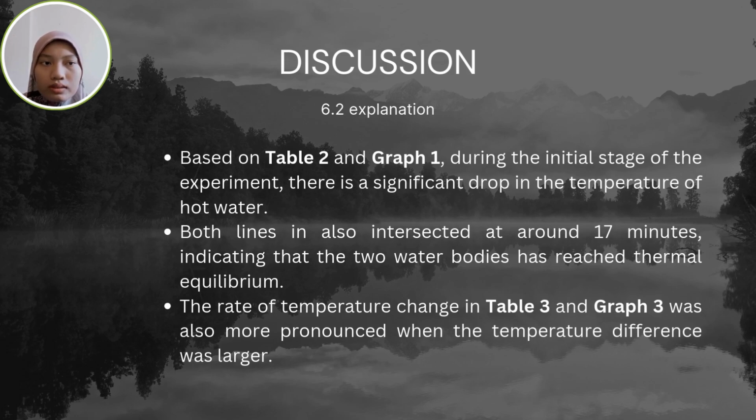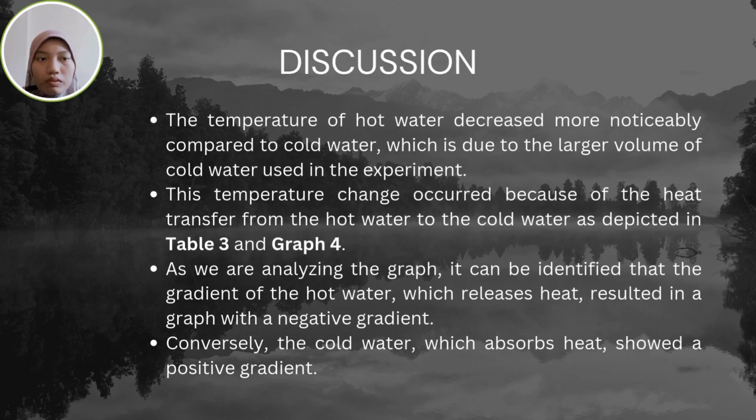Based on Table 2 and graph 1, during the initial stage of the experiment, there is a significant drop in the temperature of hot water. Both lines also intersect at around 17 minutes, indicating that the two water bodies have reached thermal equilibrium. The rate of temperature change in Table 3 and graph 3 was also more pronounced when the temperature difference was larger. The temperature of hot water decreased most noticeably compared to cold water, which is due to the larger volume of cold water used in the experiment.